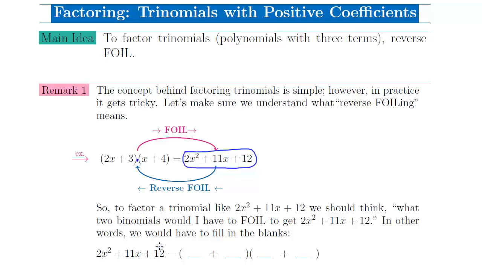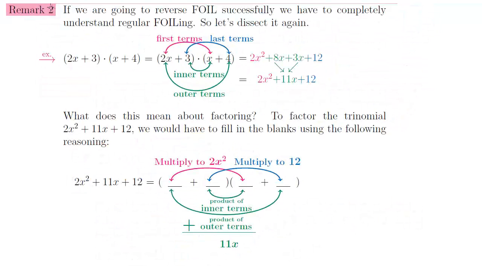Well, essentially what happens is you have to fill in the blanks in a guessing game. If you want to factor 2x squared plus 11x plus 12, you have to think, what two binomials could I multiply to get this polynomial back? Let's talk a little bit more about how we can fill these blanks in. So let's more deeply analyze how we would multiply 2x plus 3 and x plus 4.